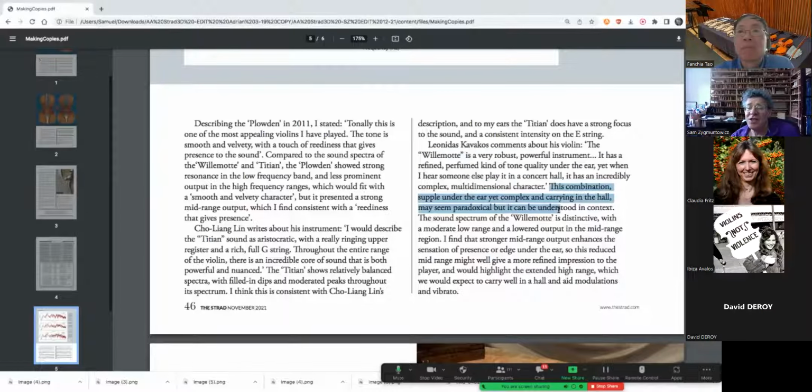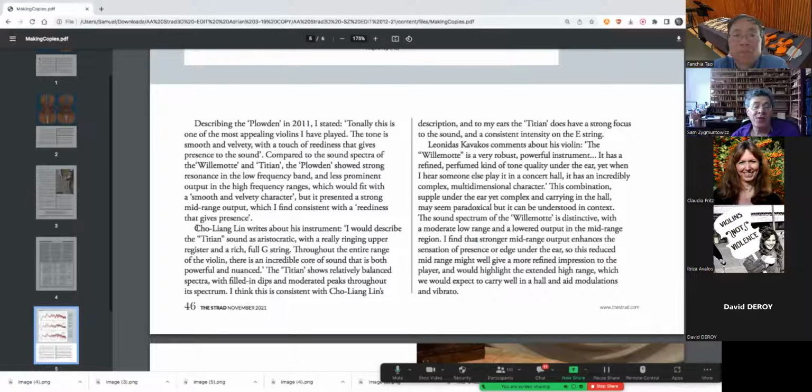This combination of complex yet robust and carrying may seem paradoxical. And then I basically said, what could that mean in terms of the Wilmot's spectra? The Wilmot has a very distinctive spectra in that it is not very boomy in the lower range. It's quite reduced in the transition region, and then it has a high bridge hill area. And I posit, this is my opinion now, I find that stronger mid-range output enhances the sensation of presence or edge under the ear. So this reduced mid-range might well give a more refined impression to the player.